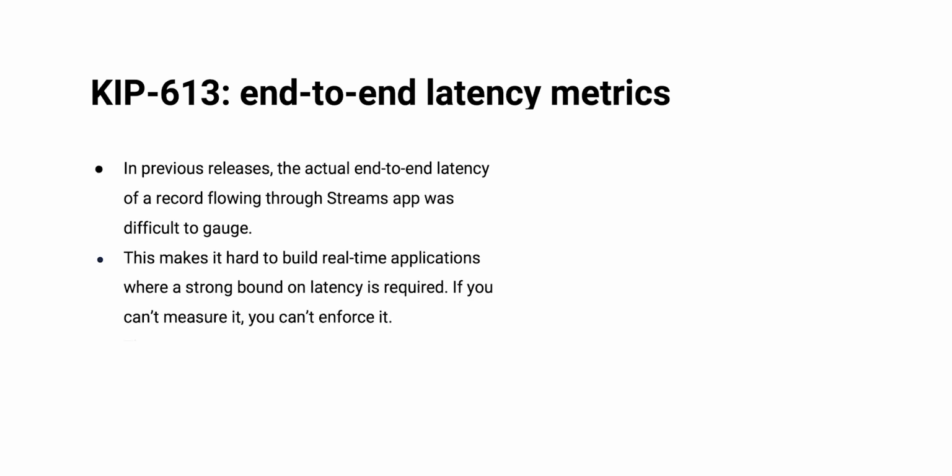KIP 613 gives us some new metrics for computing end-to-end latency in a Streams application. This is often what you really want to know, right? There are lots of latencies that you can study, and when you're debugging and optimizing things, there's more than one latency that you're going to have to look at to understand where your hotspots are and what's really going on and what can be improved. But when you just want to look at latency, what's the thing you want? You want end-to-end. Where does the event start and where does it stop in terms of my stream processing topology?